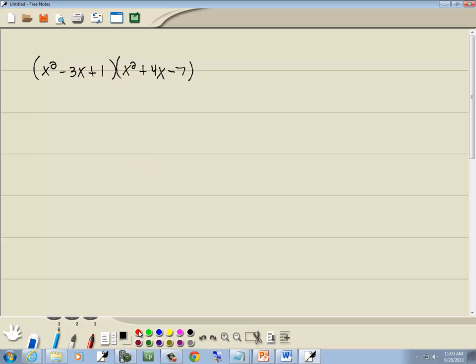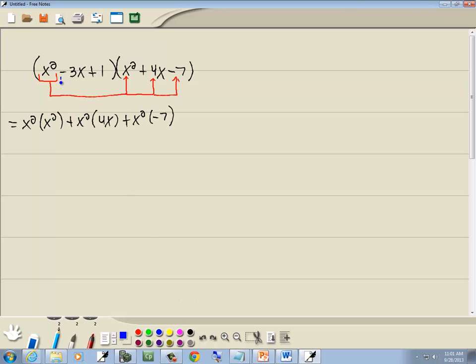Okay. We'll take our first term in our first parentheses, the x squared, and we're going to multiply it times every term in the second set of parentheses, times the x squared, times 4x, and times the negative 7. So we write that out. We got x squared times x squared, times 4x, and x squared times negative 7.